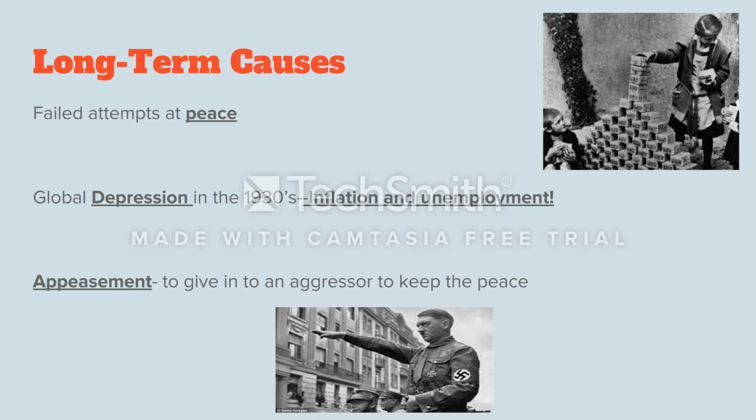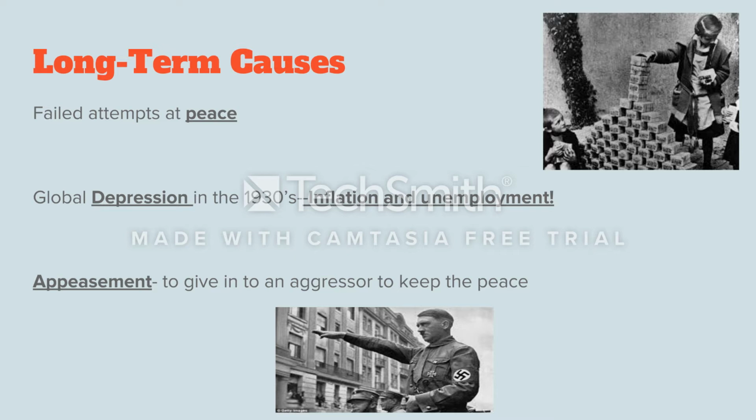On top of that, in the 1930s, beginning with the stock market crash in 1929, a global depression hit, and inflation and unemployment went rampant all around the world. This really led to the rise of dictators, and we've discussed that last class all throughout Europe. When things are terrible and bad in your country, you're more apt to look to a strong leader to try to help you get out of that. And what happened in Europe was people turned to dictators and totalitarian style governments.